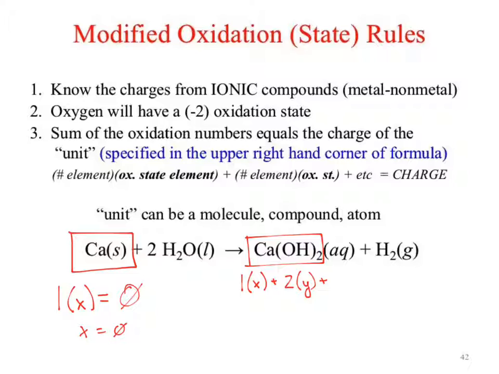plus, what's the next element? Hydrogen. How many hydrogens? 2 times its oxidation state. Again, I've got to solve for it. This now equals what? In English, the overall charge, which in this case is 0.